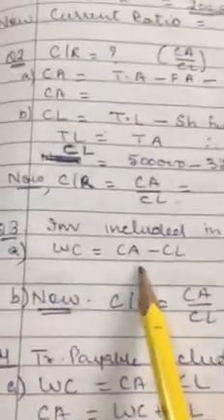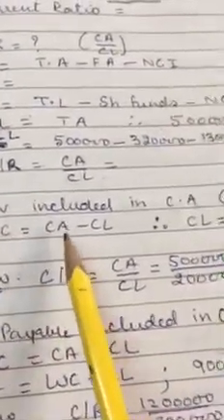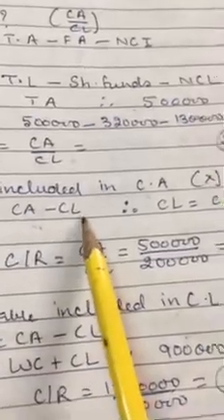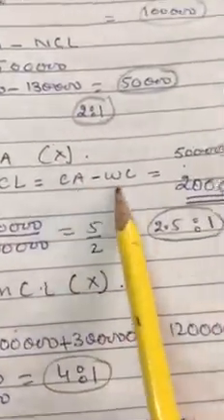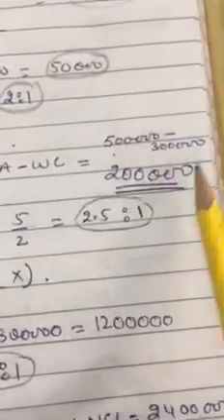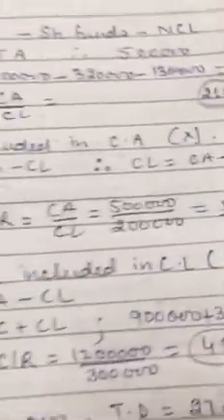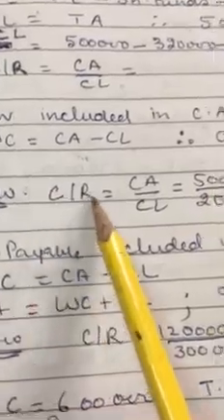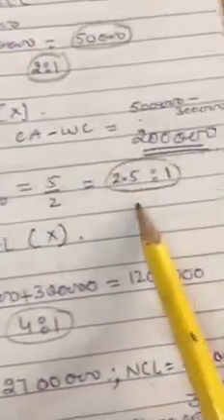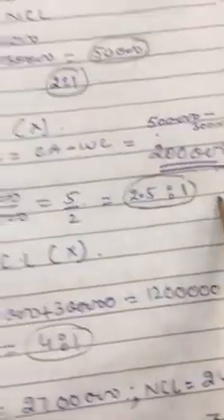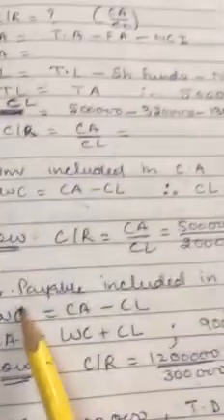So learn a new formula. Working capital is equal to current assets minus current liability. Therefore we will get current liability is equal to current assets minus working capital. 5 lakhs minus 3 lakhs, you will get 2 lakhs. Now come to the question. Current ratio is equal to CA upon CL. 5 lakhs divided by 2 lakhs, you will get 2.5:1. Correct? Then the last question for today.